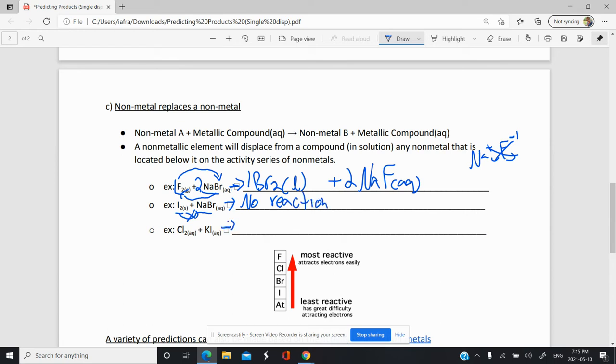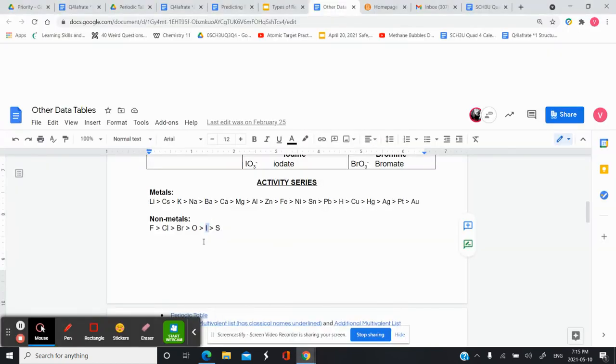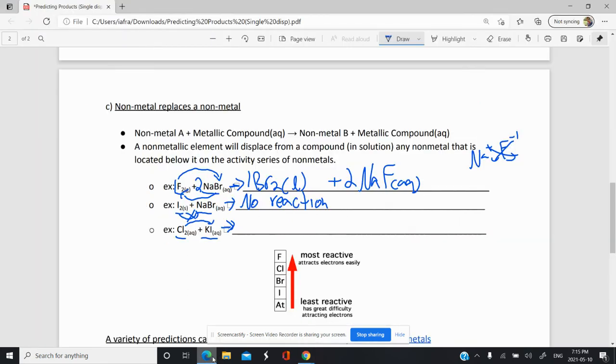And now we'll try this one here. So we have chlorine reacting with potassium iodide. Chlorine's a non-metal, so it should try to kick out the non-metal in the compound. We'll take a look if that actually works out. As you can see from our list here, chlorine's higher up than iodine, but let's go look at the other data table area here to make sure that's true. So yep, chlorine definitely more reactive than iodine. And so we can go ahead and say that reaction is going to happen.